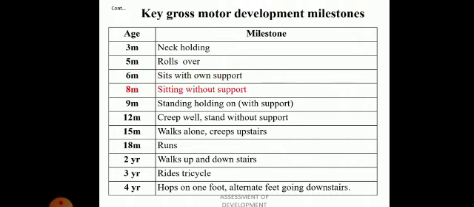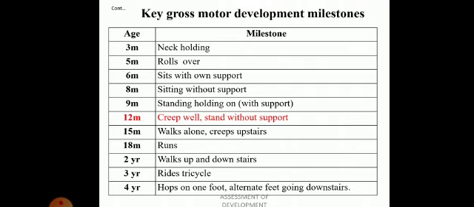Then at the age of 8 months, the child will be sitting without support, like you and me. Without any support, the child can sit. At the age of 9 months, the child will be standing with some support. In a few literature, it is also known as pull to stand. So the child is in the sitting position. If the child gets something, by holding that object, the child will be able to stand, and that standing will be maintained. Clear? Generally by the side of the bed or the side of a chair, the child will be standing.